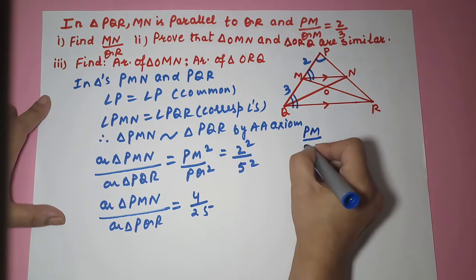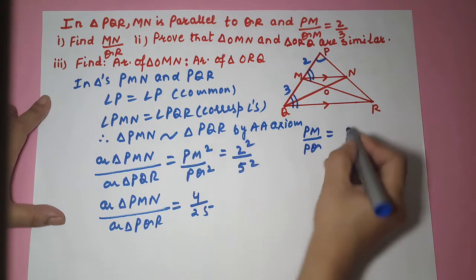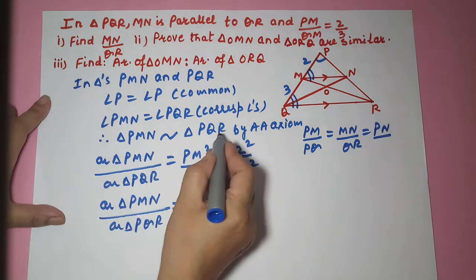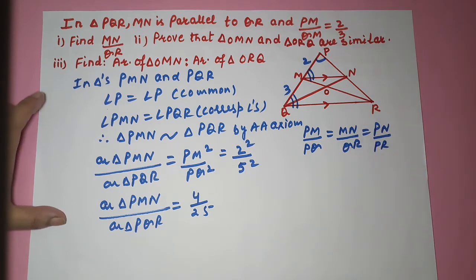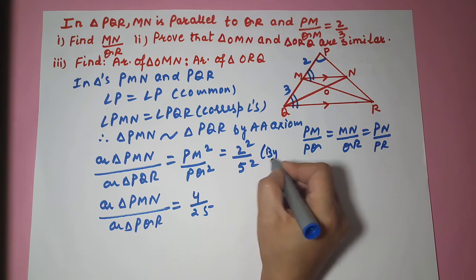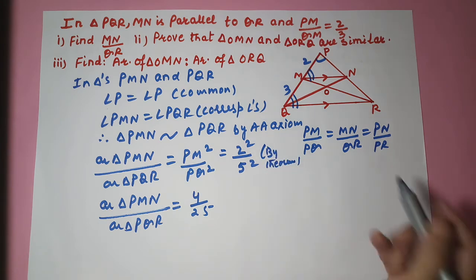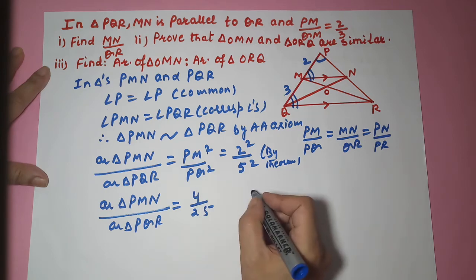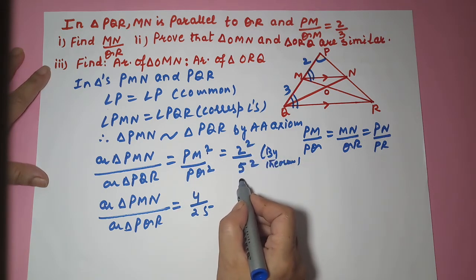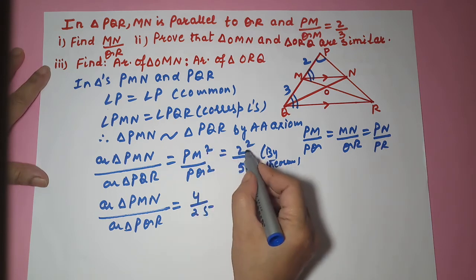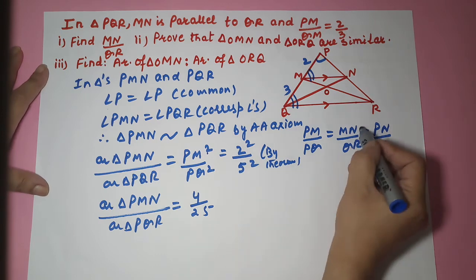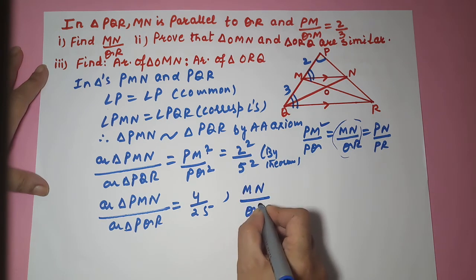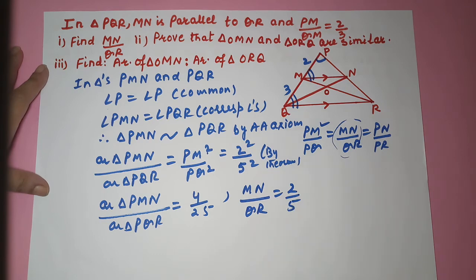Right? Now, if we set the proportionality here, what will we get? We will get PM upon PQ is equal to MN upon QR is equal to PN upon PR. Right? This was by theorem. We have to find MN upon QR, which is equal to PM upon PQ, so 2 upon 5. PM square upon PQ square is 4 upon 25, but we will directly use this equal to this. So MN by QR is equal to 2 by 5. This is done, right?